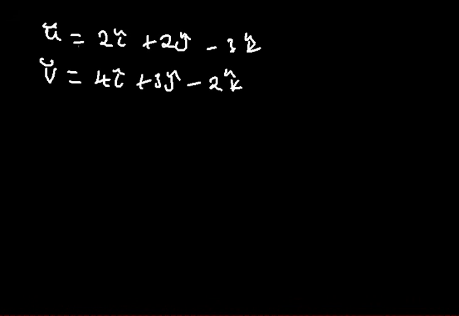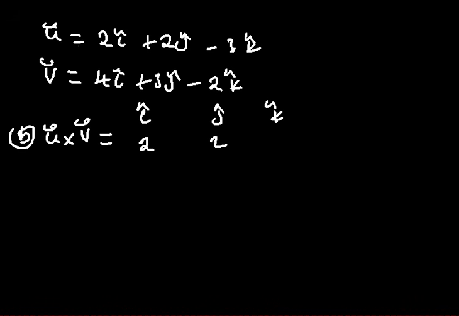And how about the cross product of the two vectors, u cross v? So how do you think we should have it? First thing, we should present the components. The components must be three components, that is in three dimensions. So whichever component is missing, include that one as well. Now in this case, we'll have 2, 2, negative 3 for the vector u, and 4, 3, negative 2 for the vector v.